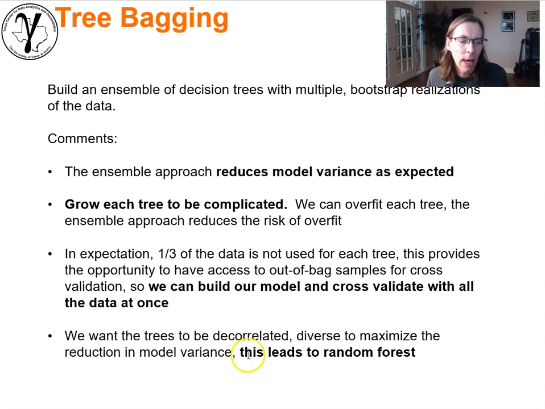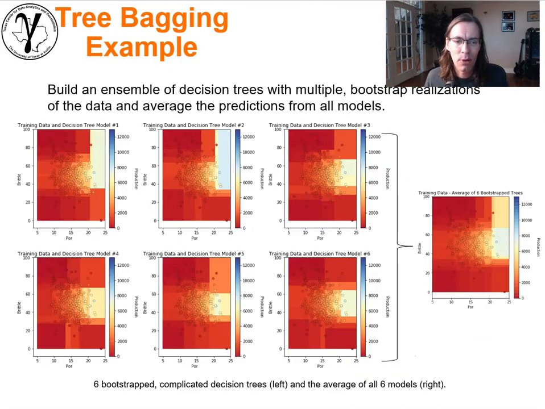Super cool. Okay, now one comment I should make is that we want the trees to be decorrelated, diverse from each other, so we maximize the reduction in variance. Remember, if they're highly correlated estimators with each other, we don't get the reduction in variance, and that's going to lead to random forest, but don't worry, we'll cross that bridge when we get there.